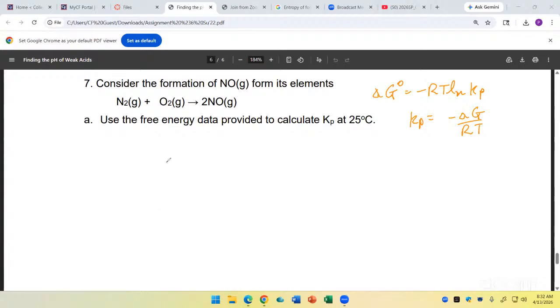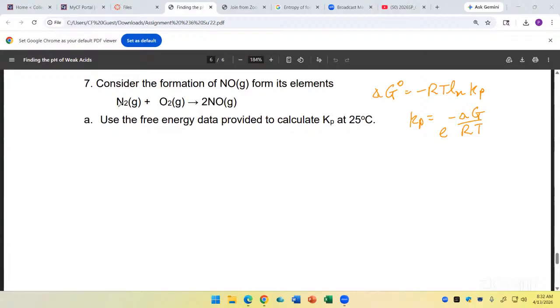Isn't it e to the power of that? E to the, right, thank you, you're right. E to the power of minus delta G over RT. So we need to find delta G first. That means we have to go to the same table that I talked about earlier, and look up the values of all of these here for delta G.